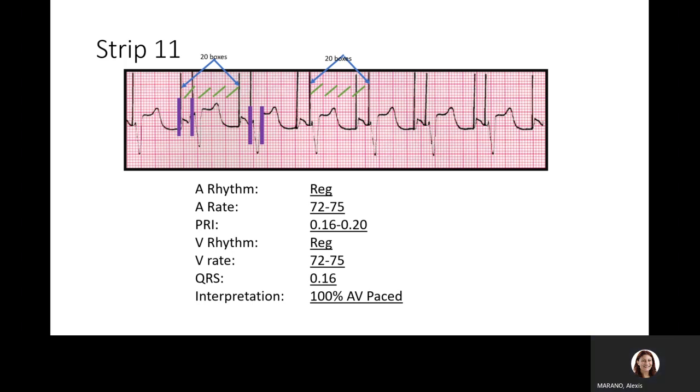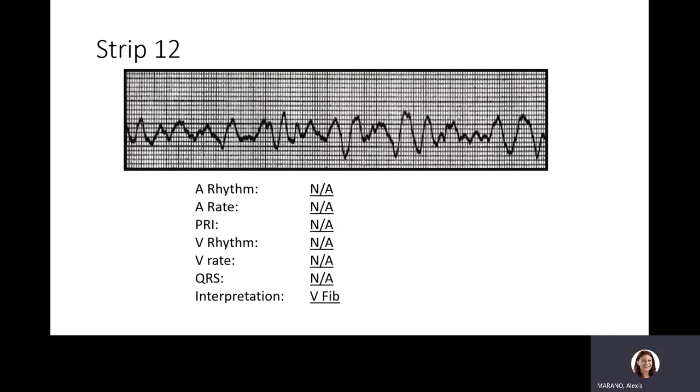Ventricular rhythm, they do march out, making them regular. Ventricular rate 72 to 75. QRS is 0.16, and this would be considered 100% AV pace. AV meaning that we're getting 2 pacer spikes to show the contraction in the pacer, pacing both the atrium and the ventricles. Strip number 12.